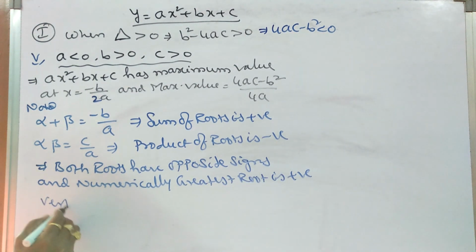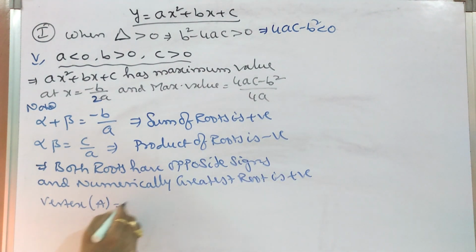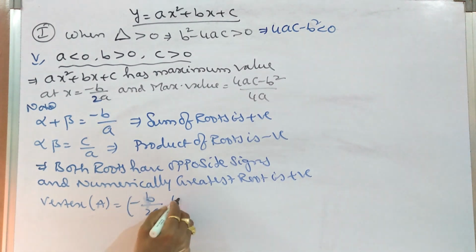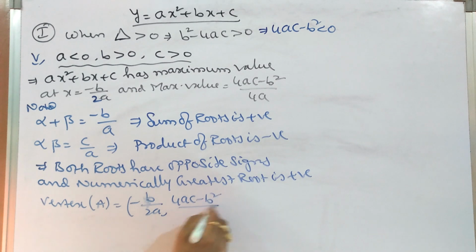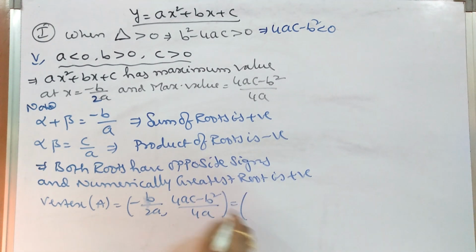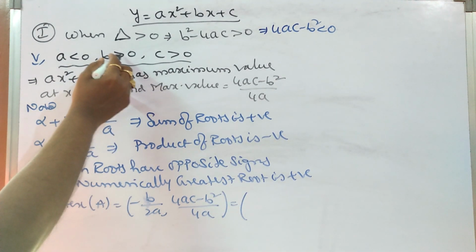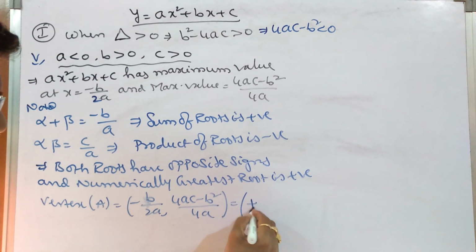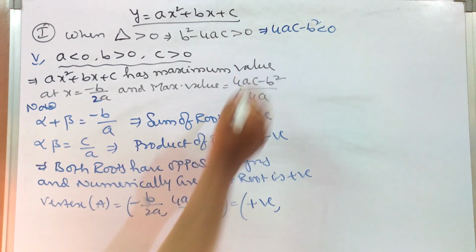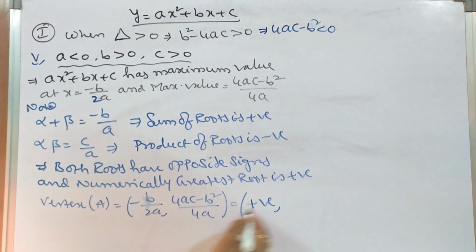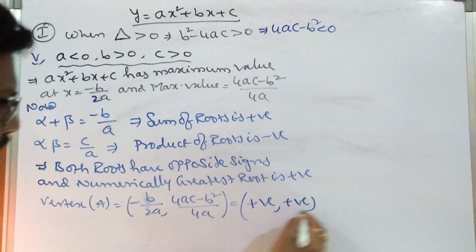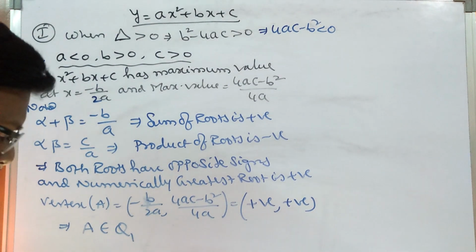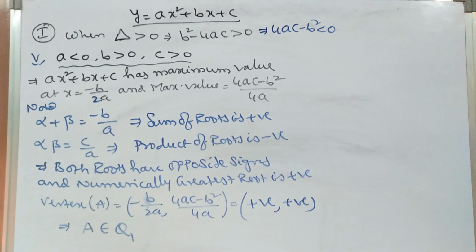And the vertex A, how will it be? Vertex A is equal to minus b by 2a, 4ac minus b square by 4a. B by 2a: B is positive, A is negative. Positive by negative is negative, negative into negative is positive, and 4ac minus b square is negative, 4a is negative, negative by negative is positive. That means A belongs to the first quadrant. That means the vertex lies in the first quadrant here.